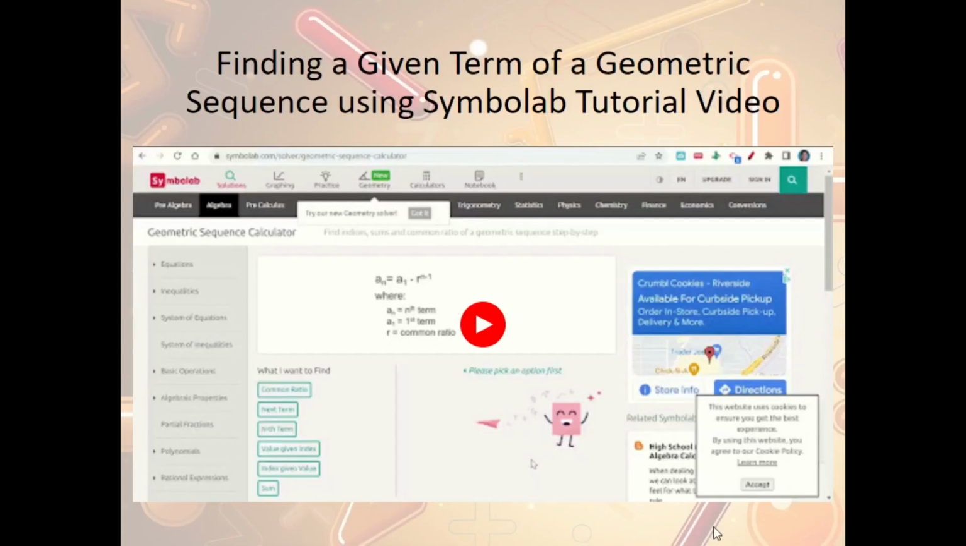There's a video here that shows you how to check your work when trying to find a given term of a geometric sequence. So go ahead and watch that video.